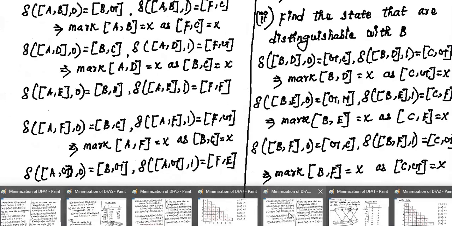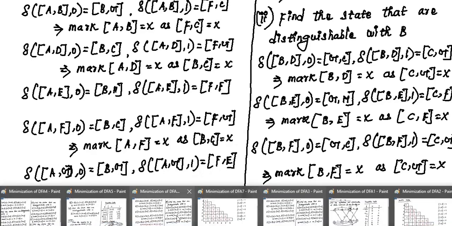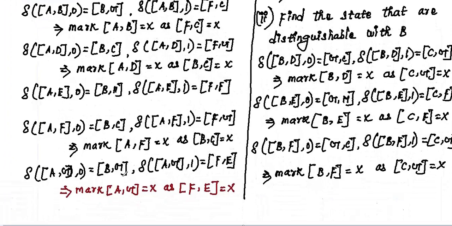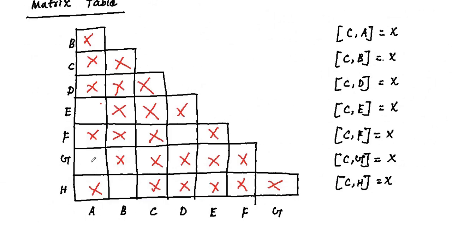Here AG0 is BG, AG1 is FE. So BG and FE, both answers we already put a cross mark. You consider any one of the answers. I just considered FE cross mark. So mark FE, we already put a cross mark. Then AG cross mark, because FE we already put a cross mark. Then go to the matrix table. In this matrix table, AG cross mark.